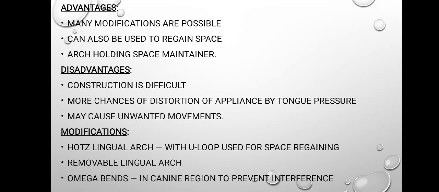Now advantages: many modifications are possible, and it can also be used to regain space. It is an arch-holding space maintainer. Disadvantages: construction is difficult, there are more chances of distortion of the appliance by tongue pressure, and it may cause unwanted movement. Modification: Hodge lingual arch with U loop used for space regaining. Removable lingual arch with omega bands in the canine region to prevent interference.